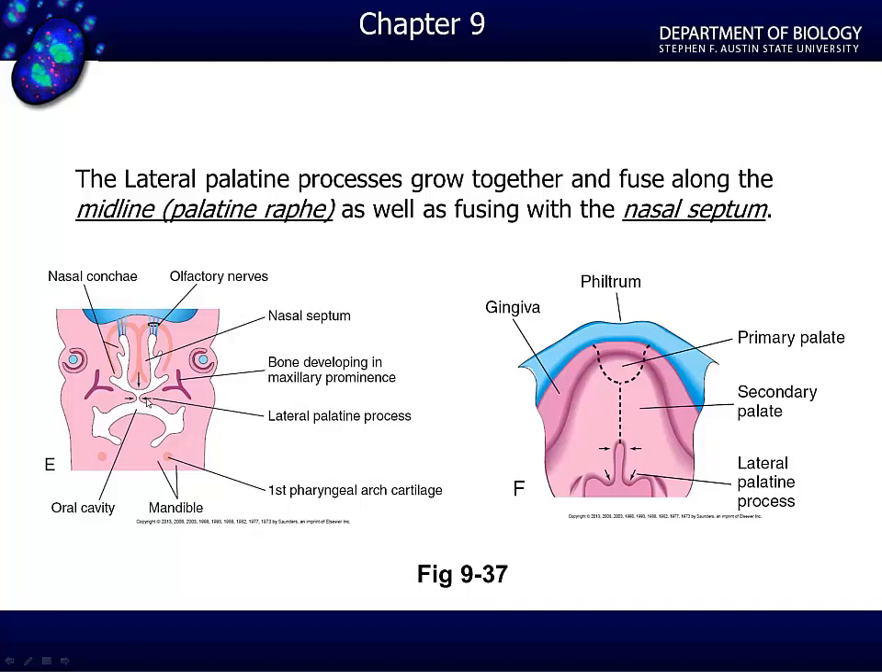And in the midline of these palatine processes, we're going to have the palatine raphe. It's going to be a line and a ridge of tissue right down the midline of our secondary palate. And if you run your tongue along the roof of the mouth, you will feel that ridge, the palatine raphe, running right along the midline. That's from the fusion of your lateral palatine processes and your fusion with the downward growing nasal septum.